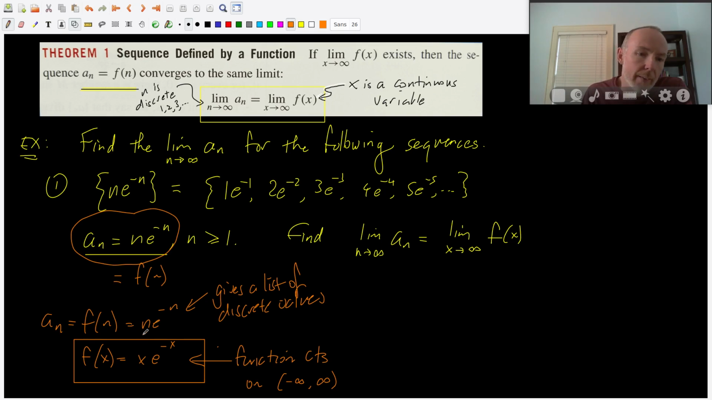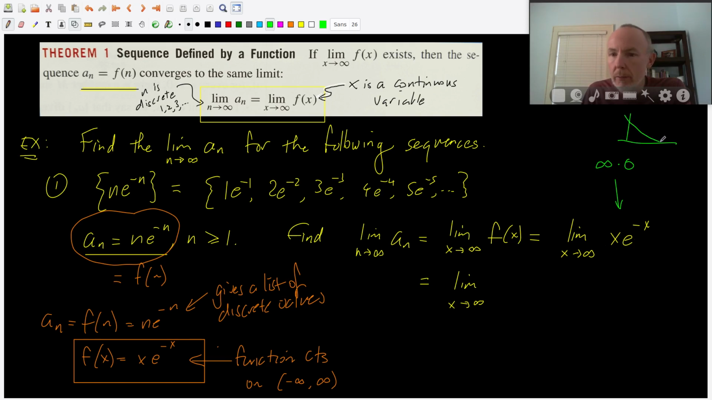And the difference is, this is just a formula that generates a list of numbers, whereas this thing down here is a function that's continuous on all real numbers, and so we can calculate that limit. In this case, it's a fairly straightforward limit to calculate, as long as you remember what we did in an earlier section, because this is indeterminate. It's an indeterminate form of type infinity times 0, because remember e to the minus x looks like this as x goes to infinity. And x obviously goes to infinity as x goes to infinity.